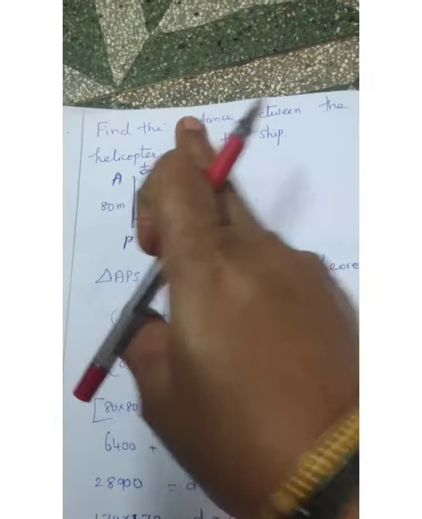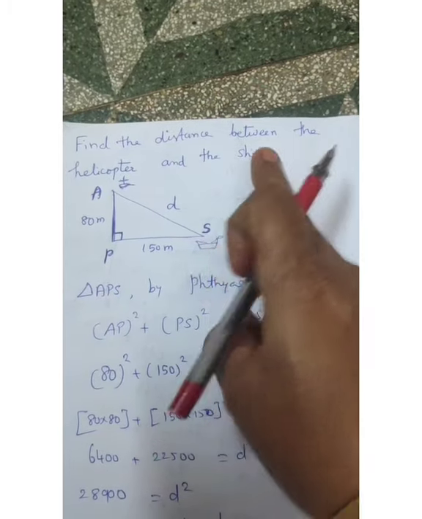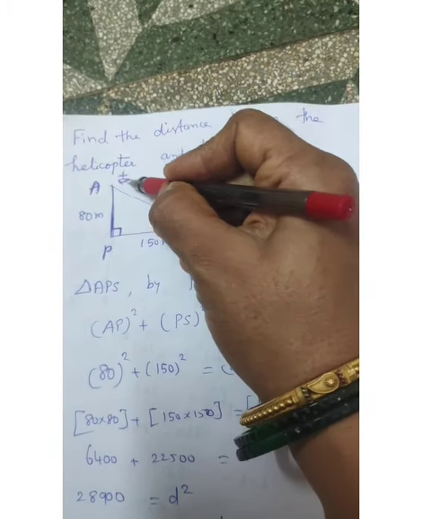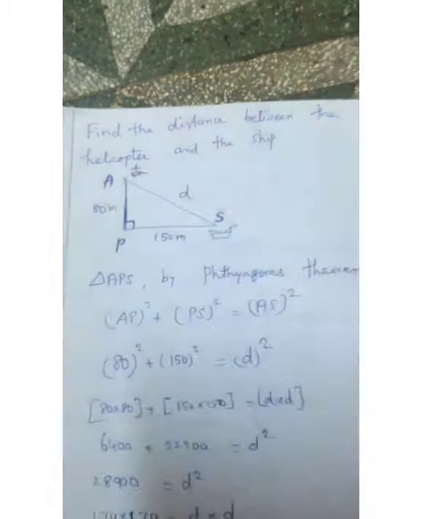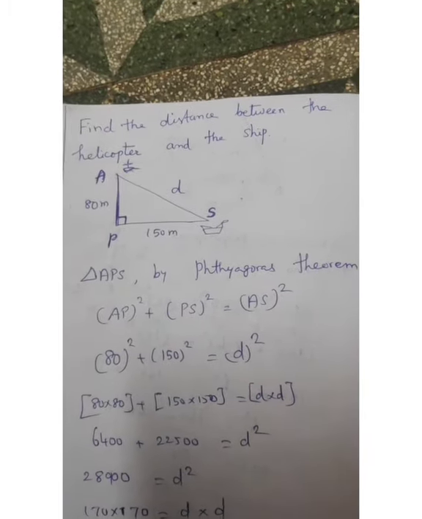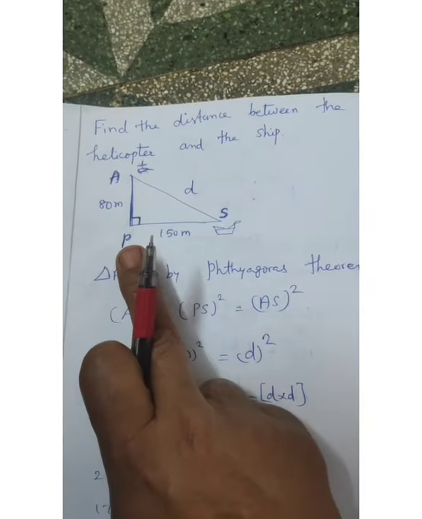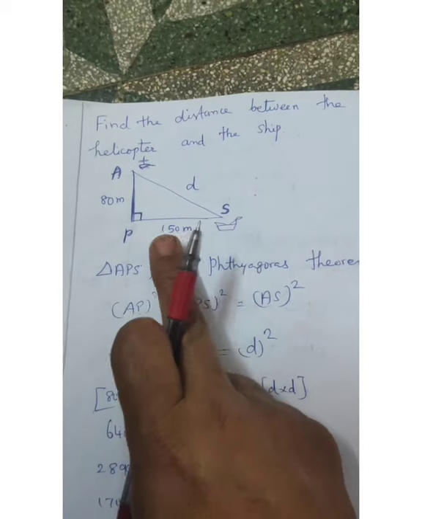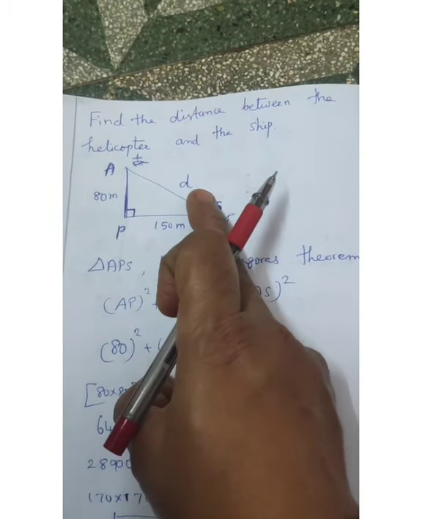Next question, find the distance between the helicopter and the ship. This is the helicopter, this is the ship. The helicopter is flying and the ship is down below, so we find this distance. They are given in the book as 150 here, 80 meters here, and the distance is D.